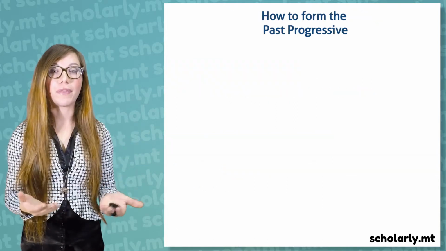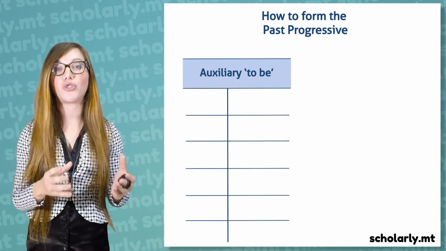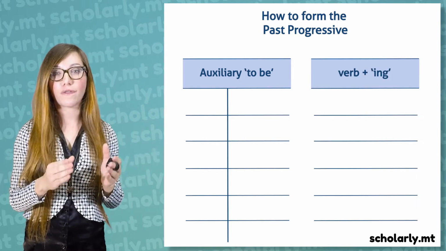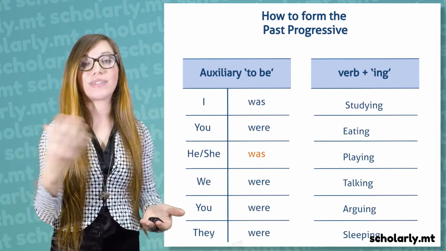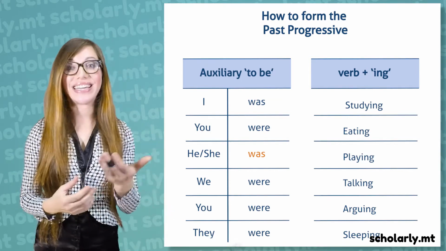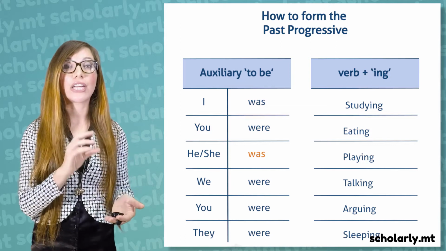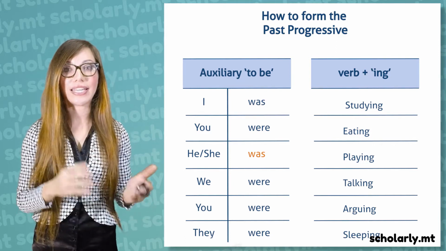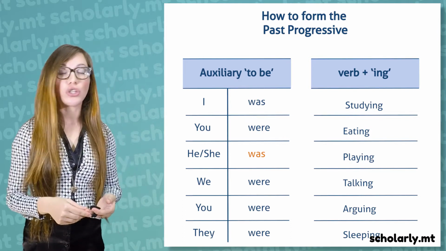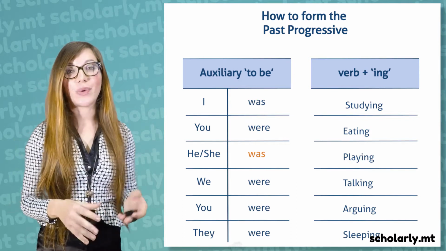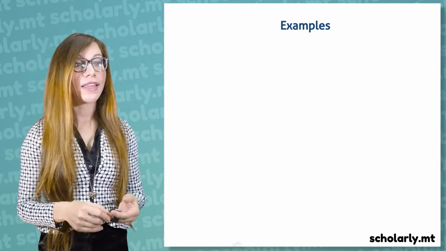So how do we form the past progressive tense? We use the auxiliary to be in the past, the verb plus ing. So for example, I was studying, you were eating, he or she was playing. Take note of the third person singular. He was, she was. We were talking, you were arguing, they were sleeping. Okay, let's have a look at two other examples.